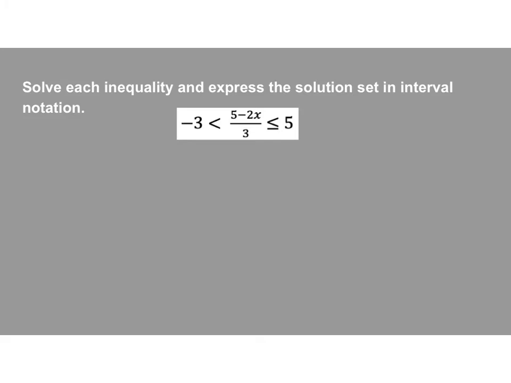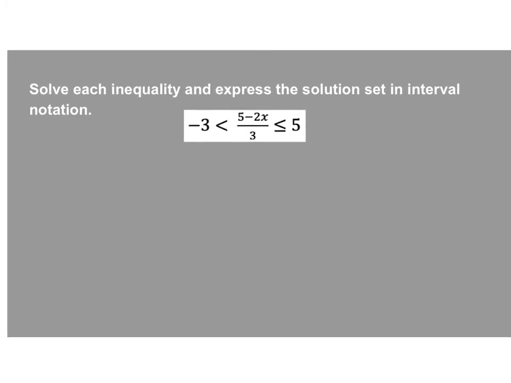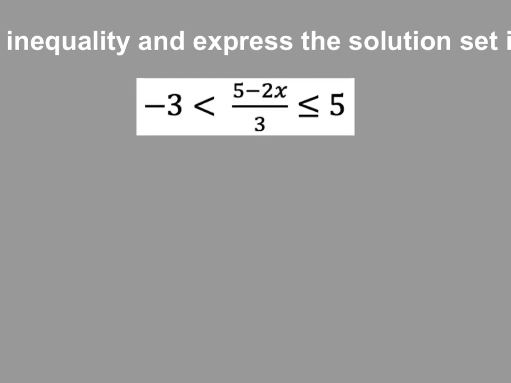In this next one, I have a conjunction. I'm going to begin by multiplying by 3 because I want to get x alone in the middle. So I need to multiply by 3 here, here, and on the right. This would produce negative 9 is less than 5 minus 2x, which is less than or equal to 15.